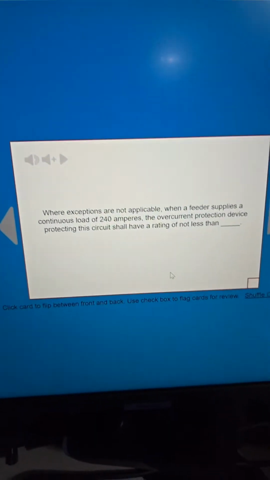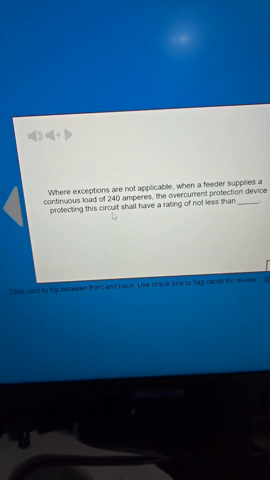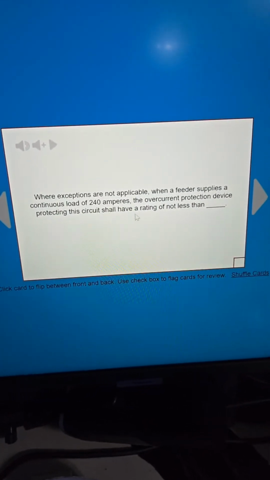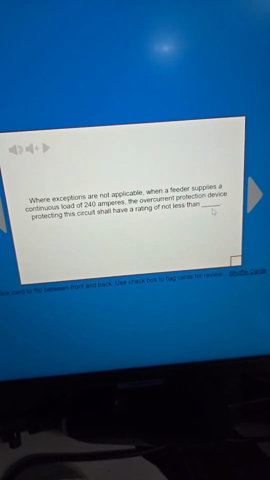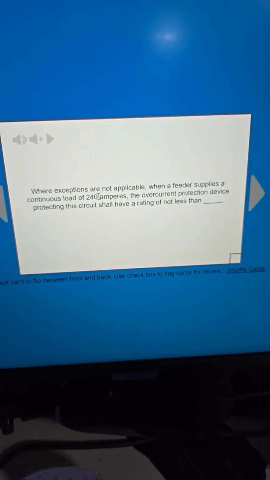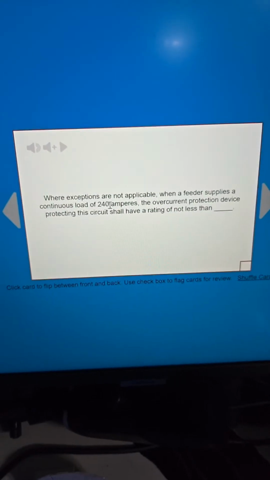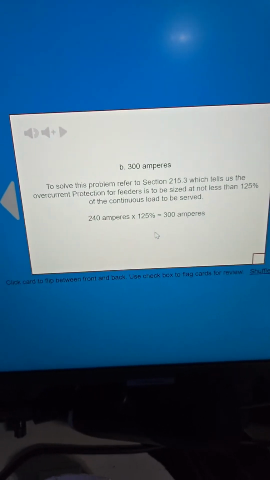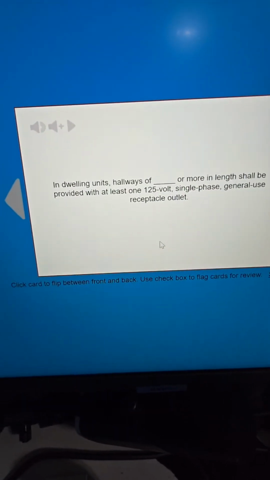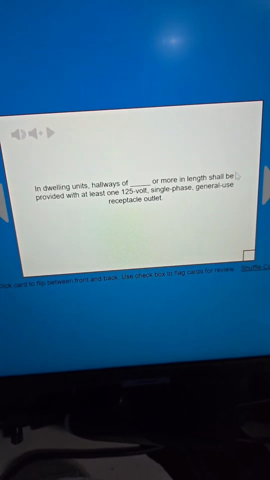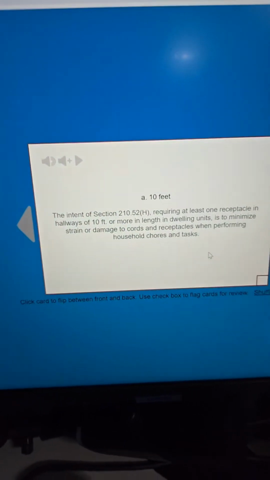Where exceptions are not applicable with a feeder supplying a continuous load of 240 amps, the overcurrent protection device protecting the circuit shall have a rating of not less than 125%. It doesn't want me to do 125% of 240 because I'm not doing that right now, but that's probably what it wants. It's probably like 300 and something. We're just going to go for it. There you go. Exactly, 240 times 125, 300. We're on a roll, baby. In dwelling units, the hallways of blank 10 feet or more in length shall be provided with at least one 125 volt single phase general use receptacle outlet. 10 feet. Next.